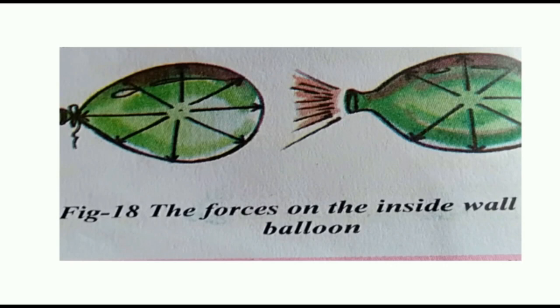When we release the neck of the balloon to allow air to escape, the balloon moves in a direction opposite to that of the escaping air. The momentum of the balloon and air is zero to begin with. When the air escapes with some velocity, the balloon moves in the opposite direction to balance the momentum of the escaping air.